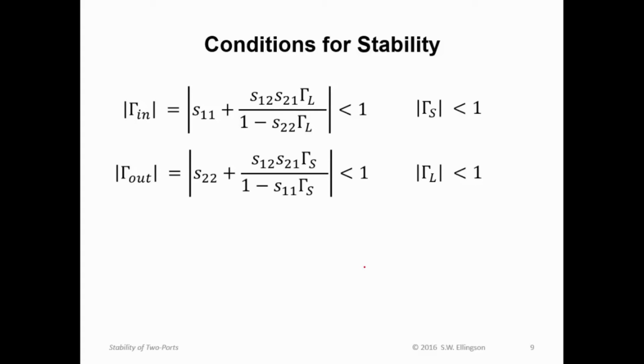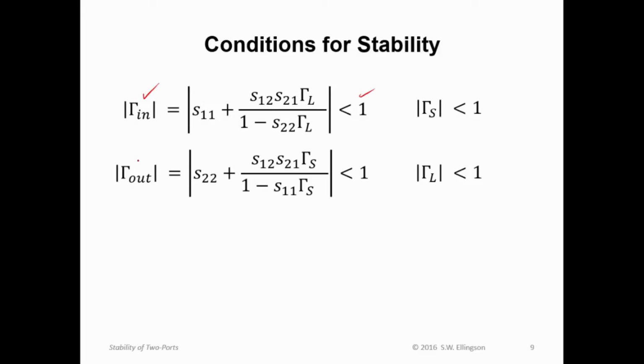Here are the conditions for stability. This is it, folks. This is the overarching idea. Everything else we do in this lecture will in fact be some interpretation or some manifestation of these equations. What we require for stability is that the magnitude of the embedded input reflection coefficient be less than 1.